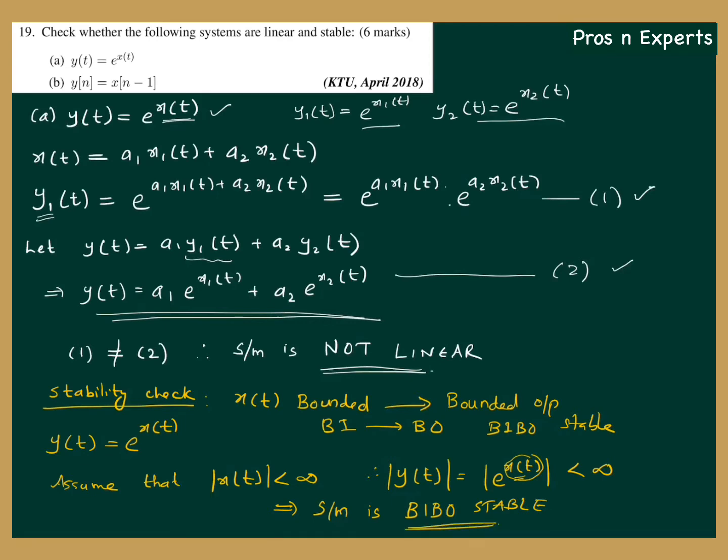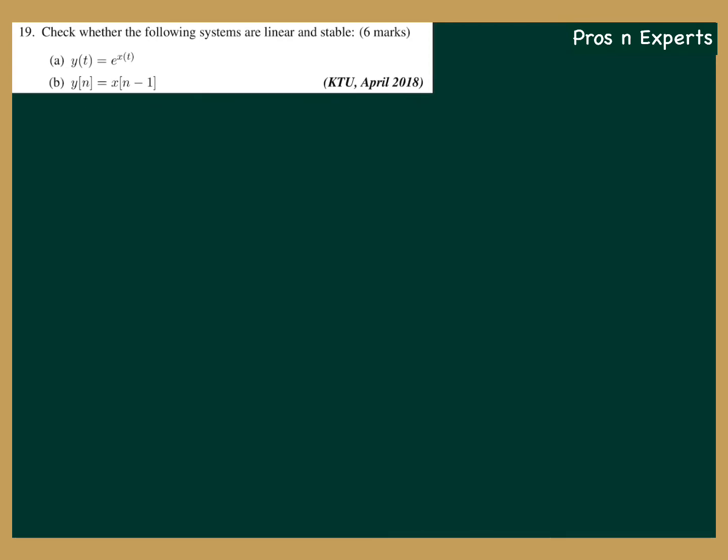Okay, let's see question number B. We have to check first whether linear or not. Question is y of n is equal to x of n minus 1. As per the procedure, take x of n equal to a mixture a1 x1 of n plus a2 x2 of n. Alright. Now what is x of n minus 1?